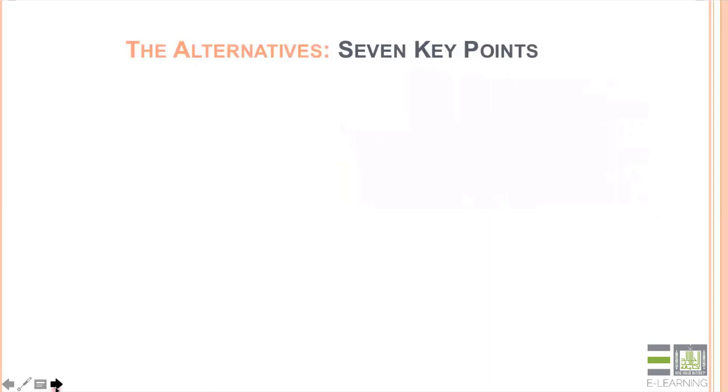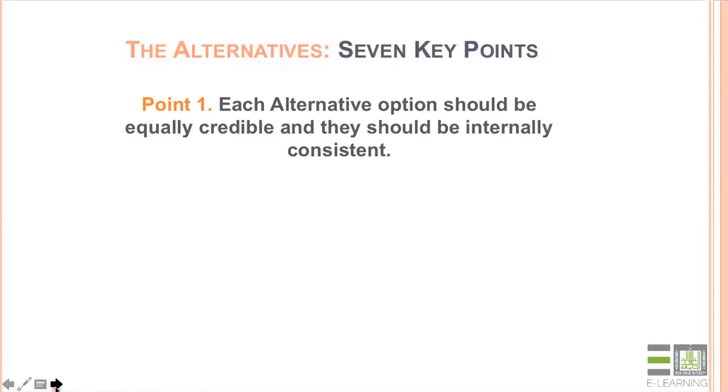I now want to share with you seven key principles that are really useful when it comes to constructing your alternatives within your multiple choice item. So the first principle that I like to share is that the list of alternatives that you include in each multiple choice question should all be credible and plausible answers. If they're not plausible answers, then they don't really serve as good distractors.